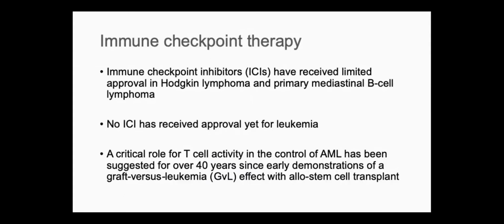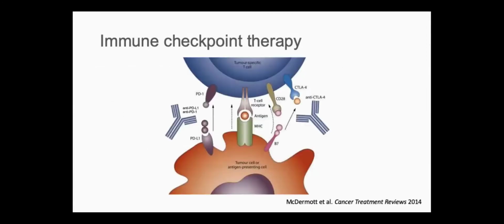However, the efficacy in the heme malignancy world remains far more limited, with ICIs receiving approval in only certain subsets, including Hodgkin's lymphoma and certain B-cell lymphomas. To date, there have been no immune checkpoint inhibitors that have received approval for leukemia. However, we do appreciate the critical role that T-cell activity plays in the control of AML after it was observed over 40 years ago that the graft versus leukemia effect associated with allogeneic stem cell transplant was effective at eliminating leukemic disease.